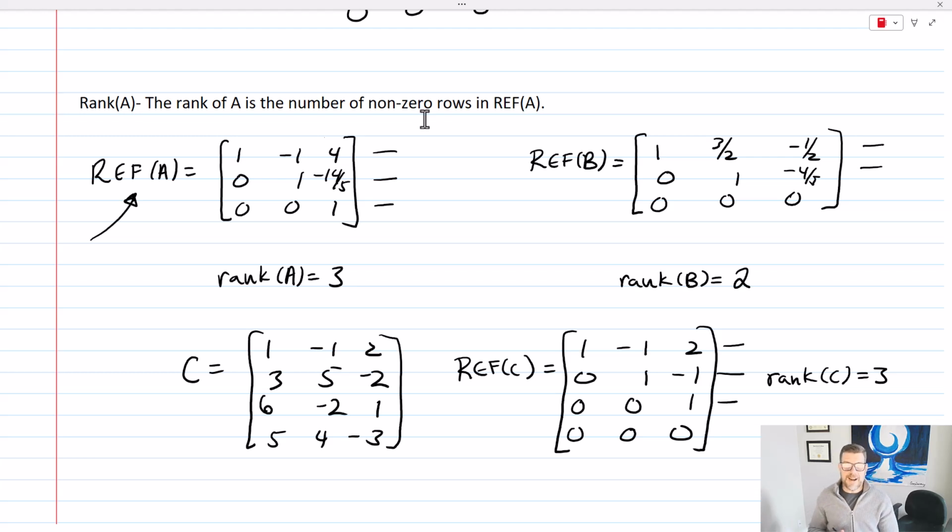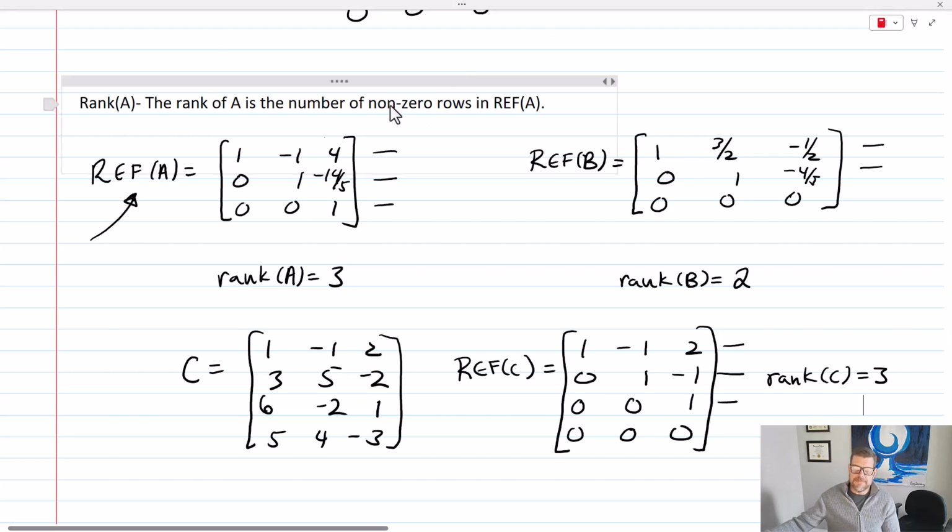And that's the idea of rank. Pretty simple idea. You're going to see it a lot. Super duper important. And that's what we mean when we say it.